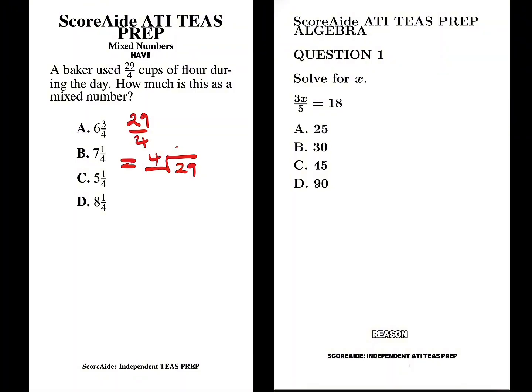So we're going to have 28. 28 divided by 4 is going to be 7, right? 7 times 4 now is 28. So we subtract. We're going to have 1. So 29 divided by 4 is 7 whole number, 1/4, right? So this is the whole number and that is the remainder. So we have 7 whole number, 1/4 is the answer.